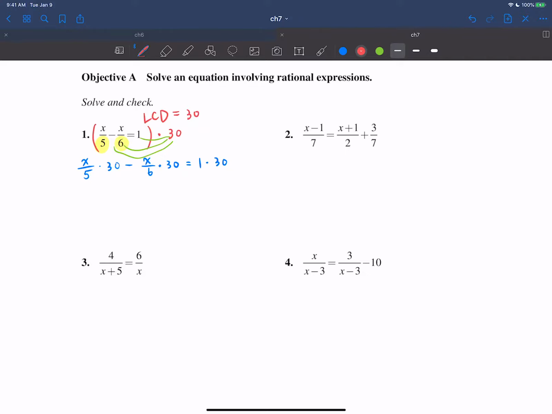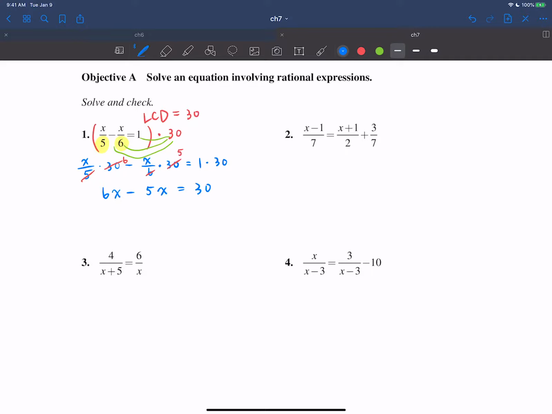You can cross out the 5 and 30 and write down a 6 next to 30 because 30 divided by 5 is 6. Same thing, cross out 6 and 30, write a 5 next to 30 because 30 divided by 6 is 5. Let's check what's left. First term is 6x, minus x times 5, that is 5x, equals 1 times 30, that is 30. And notice that after I multiply everything by the LCD, there are no denominators anymore. It becomes a very nice looking equation.